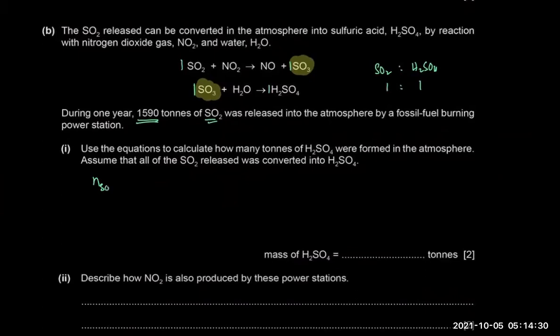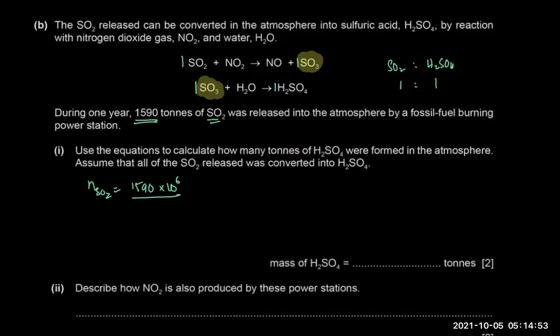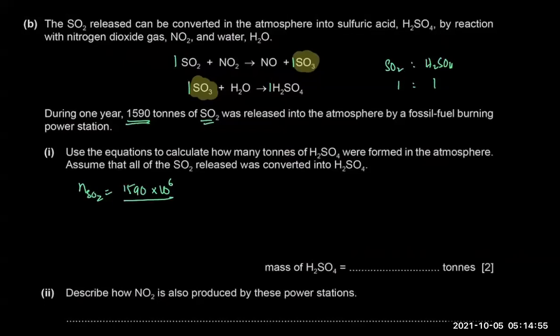So our number of moles of SO2 is equal to 1590, the mass, times 10 to the power of, not 3, sorry, 6, right, in grams. 1,000 kilograms is a ton and 1,000 grams is a kilogram. So 10 to the power of 6 divided by, you can just keep the 10 to the power of 6 throughout because you have to give the answer in tons as well.